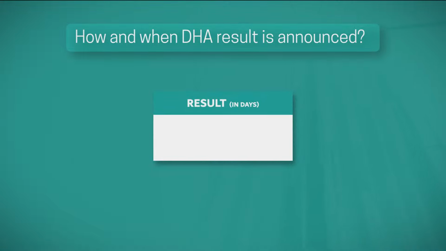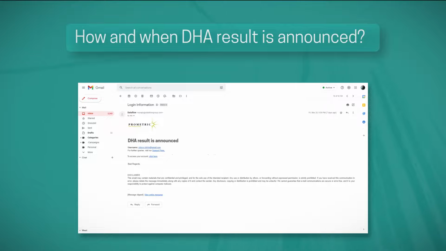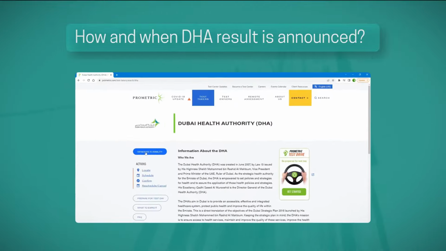Result announcement typically takes 3 to 5 business days. You will be notified of your result at your registered email as well as at your Prometric account.